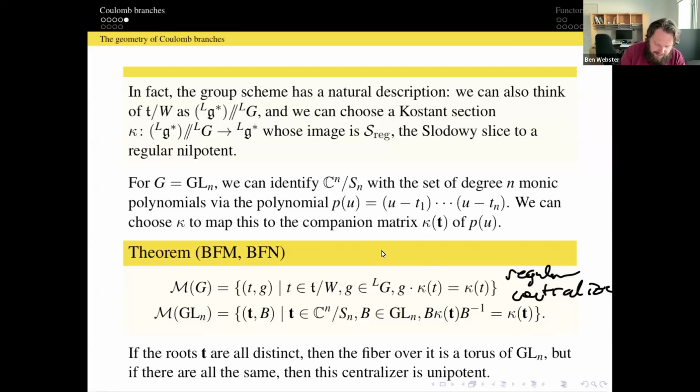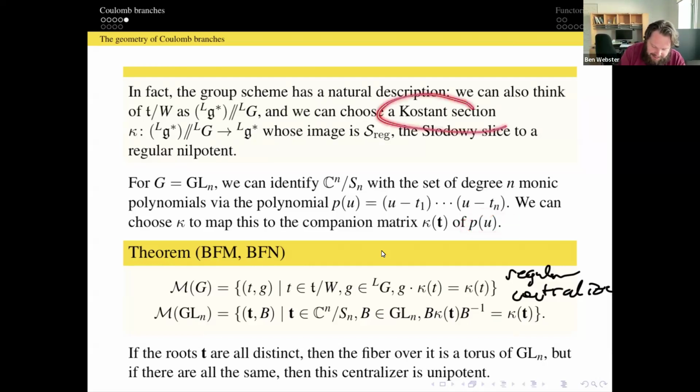For GLN, this is something really concrete. We have Cn mod Sn. So I'm looking at unordered n tuples. To every unordered n tuple, of course, I have a polynomial, which is the degree n monic polynomial, with that n tuple as the roots. And attached to that polynomial, I have a companion matrix. So this is the natural way of cooking up a matrix with minimal polynomial equal to this P.